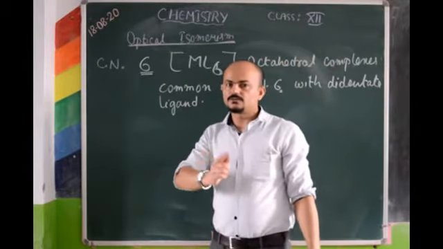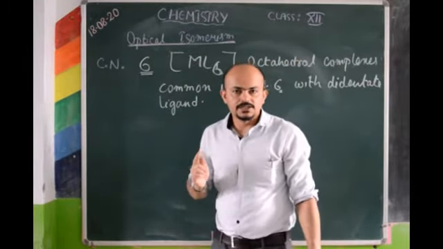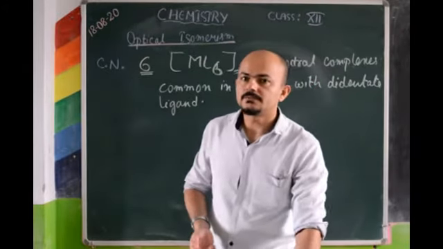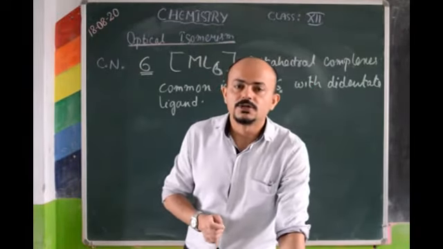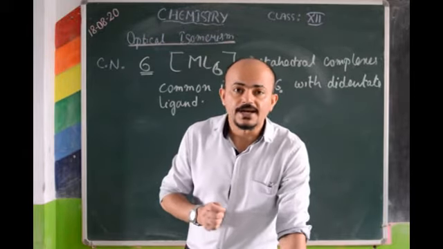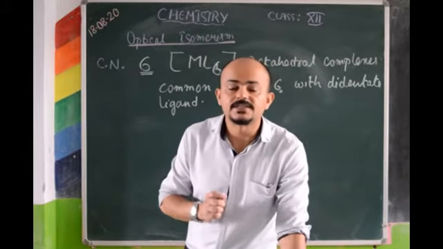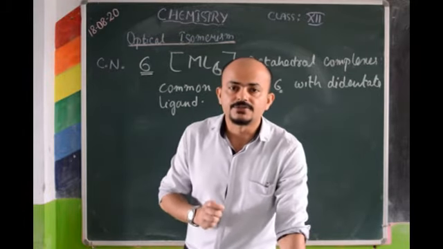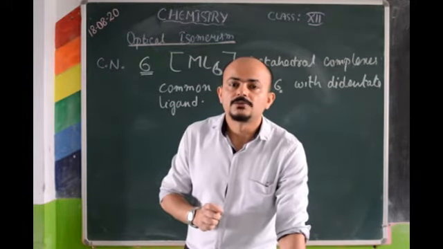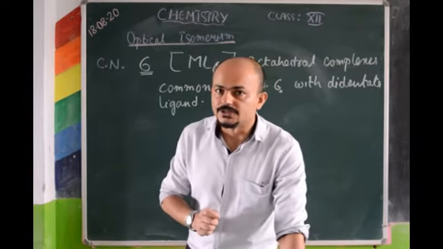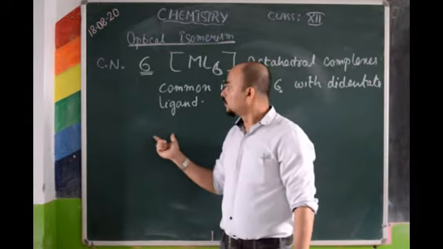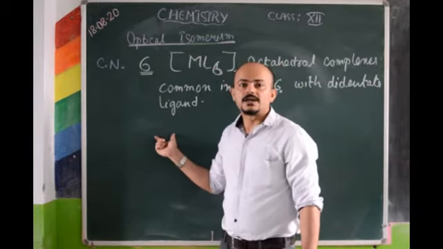Now let me tell you once again. You have learned about cis isomer and trans isomer in geometrical isomerism. Now the trans isomer will not show optical isomerism. Please remember why: because they have the plane of symmetry. If they have the plane of symmetry, then they will not show optical isomerism. So it is only the cis form which shows optical isomerism.